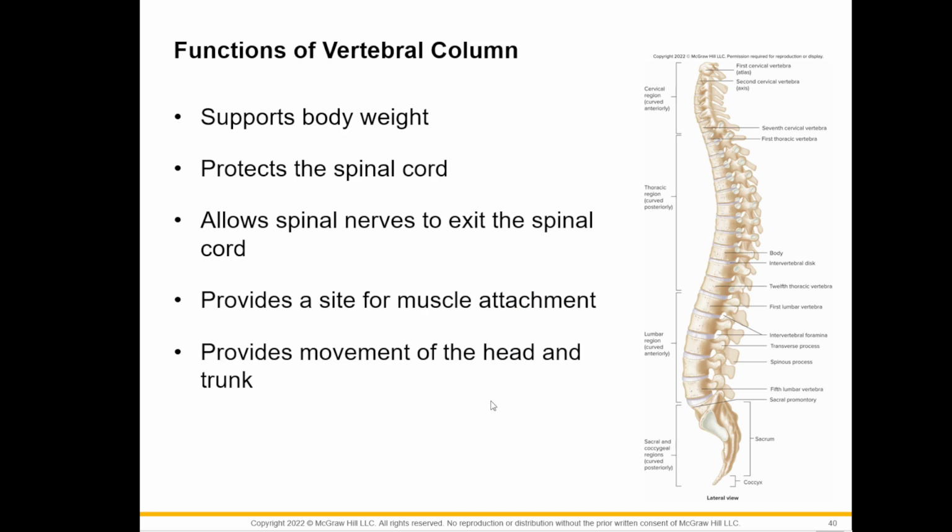So the vertebral column, aside from protecting the spinal cord, has a lot of very important functions. It supports our body weight, protects the spinal cord, it allows the spinal nerves to exit the spinal cord, it is a site for muscle attachment, and it provides movement to the head and the trunk.